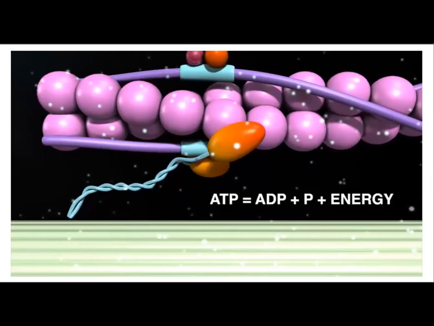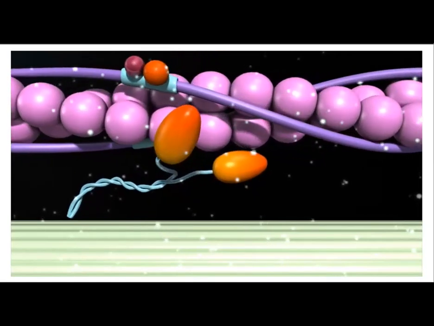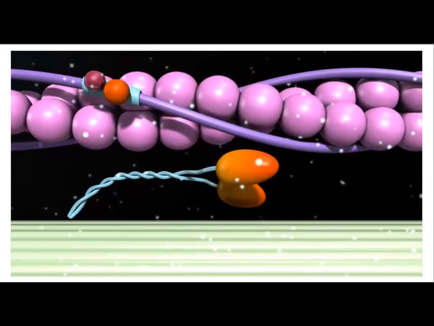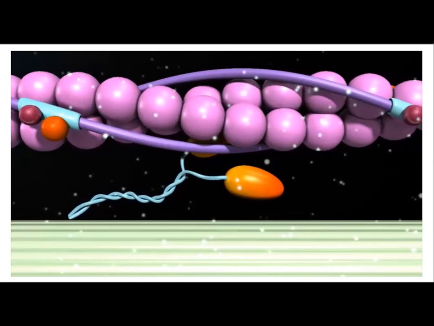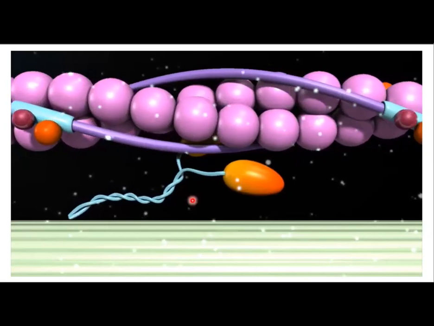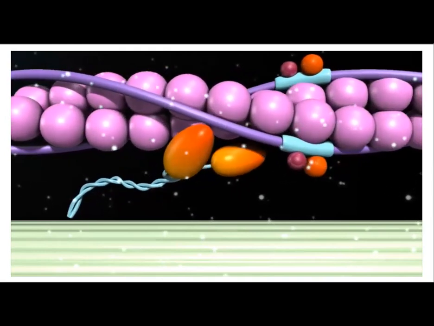The breakdown of ATP releases energy, which enables the myosin to pull the actin filaments inwards, contracting the muscle. This occurs along the entire length of every myofibril in the muscle cell. When an ATP molecule binds to the myosin head, the myosin detaches from the actin and the cross bridge is broken. When the ATP is then broken down, the myosin head can again attach to an actin binding site further along the actin filament and repeat the process.